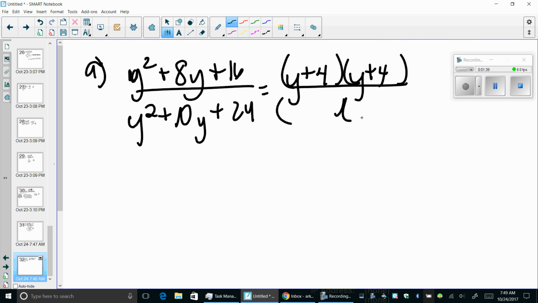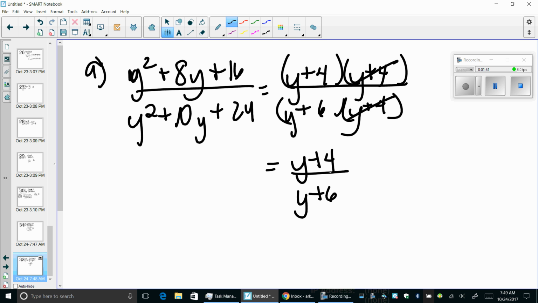And on the bottom, I need two numbers that multiply to give me 24 and add to 10. And that'd be 6 and 4. So I'm going to cancel out a y plus 4, and that's my answer, y plus 4 over y plus 6. Number 10 is a little bit different.